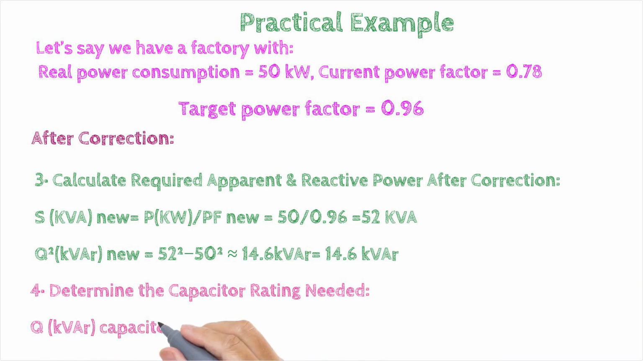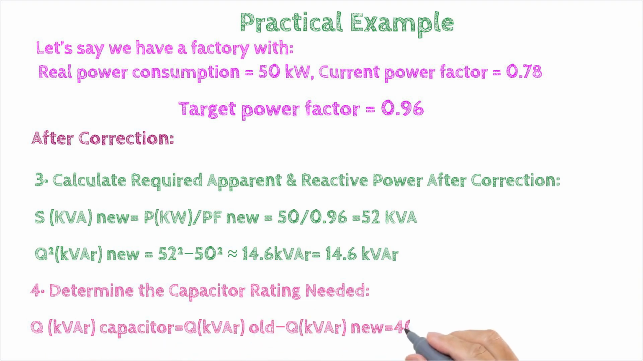Step 4. Determine the capacitor rating needed. The required capacitor rating is the difference between the old and new reactive power. Capacitor rating equals reactive power, old, minus reactive power, new. Capacitor rating equals 40.1 minus 14.6, approximately 25.5 kilovolt amperes reactive.